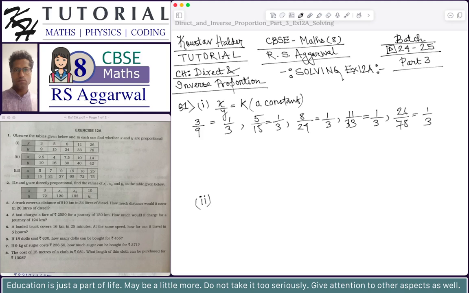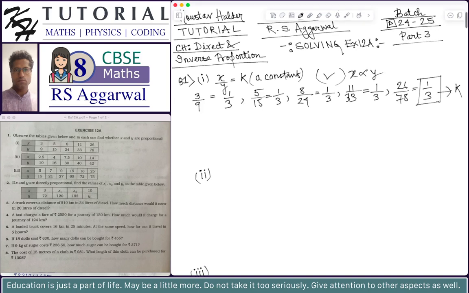So we can see that the ratio of all the corresponding values is the same, which is 1 by 3. So for this data, the constant of proportion or constant of variation is 1 by 3. So the quantities x and y are in direct proportion, or we can say that x varies directly with y.